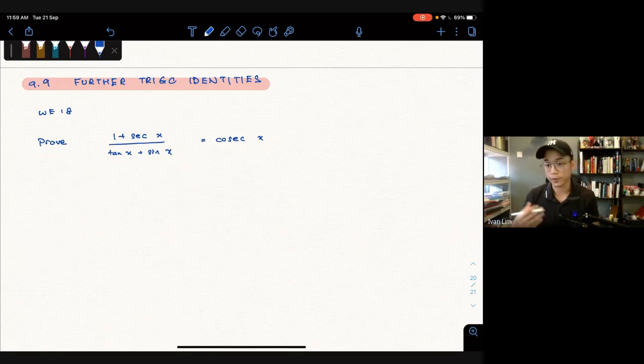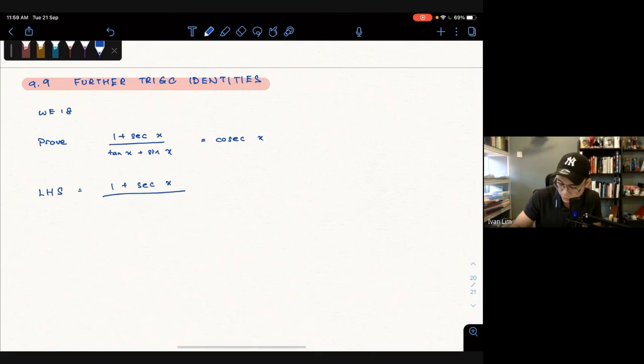Sometimes you have to play around. Sometimes at the first few steps, I don't know what to do actually. So you just have to keep trying, and you want to try to make it to cosecant x. Cosecant x is also 1 over sine x. So technically, we want to prove the left-hand side equals 1 over sine x. Let's take the left-hand side because it's the more complex one: 1 plus secant x over tangent x plus sine x. Remember, our goal is to change it to 1 over sine x, because that's cosecant x.